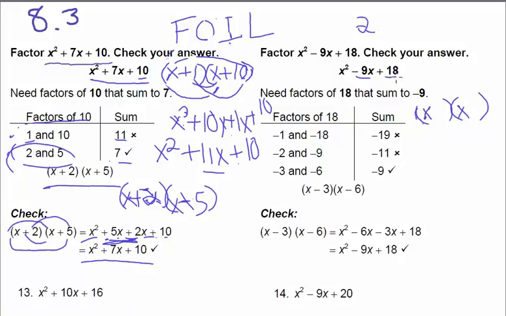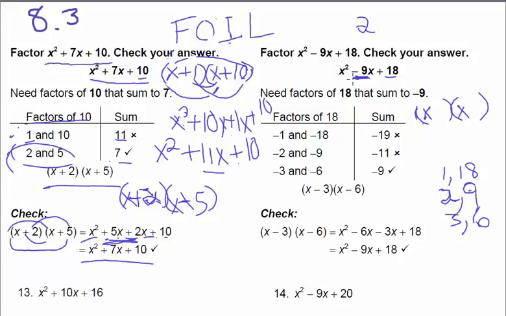And now I need to figure out how to get the plus 18. Well, to get a positive 18, I could do 1 times 18. I could do 2 times 9. Or I could do 3 times 6. Those are the factors of 18. But when I do my little shortcut of adding those together, I would get 19, 11, and 9. None of them would give me a negative 9 like I wanted.